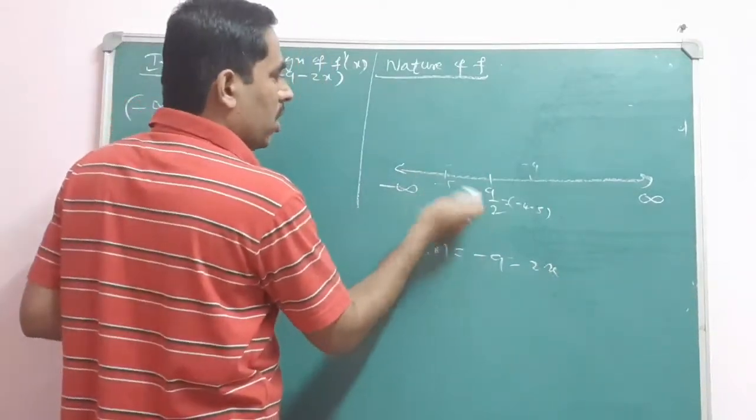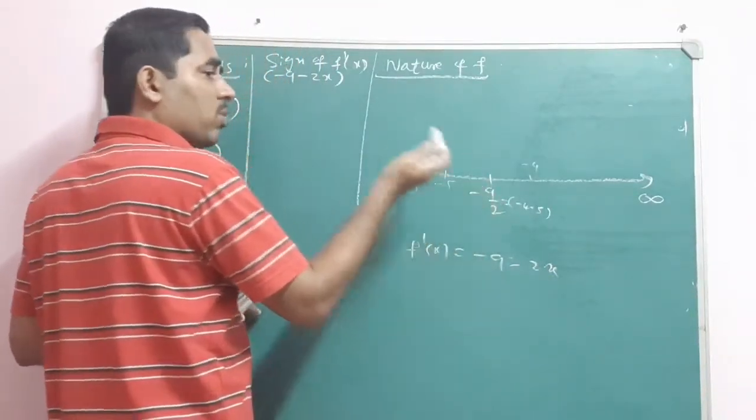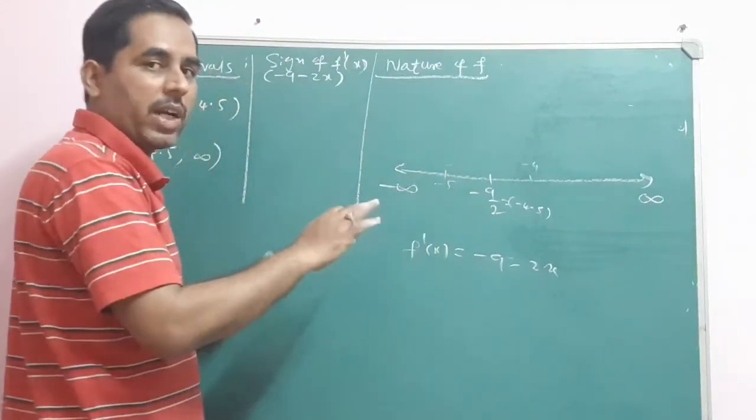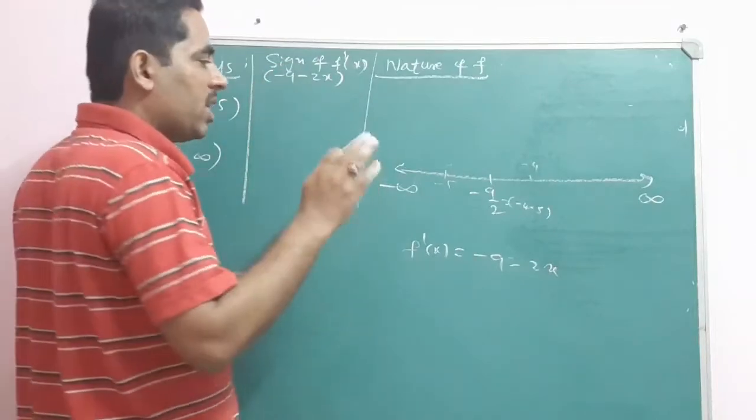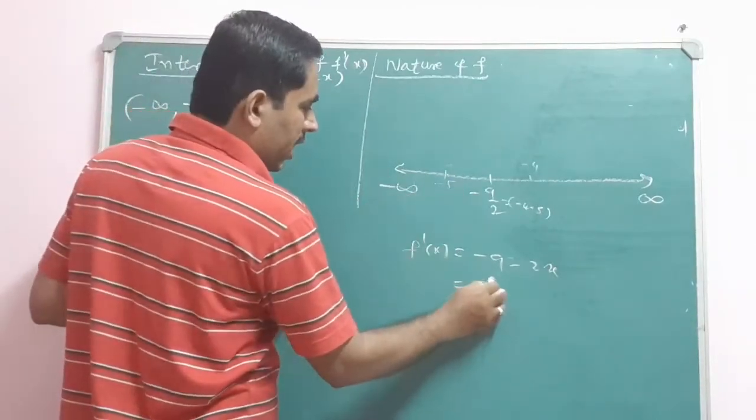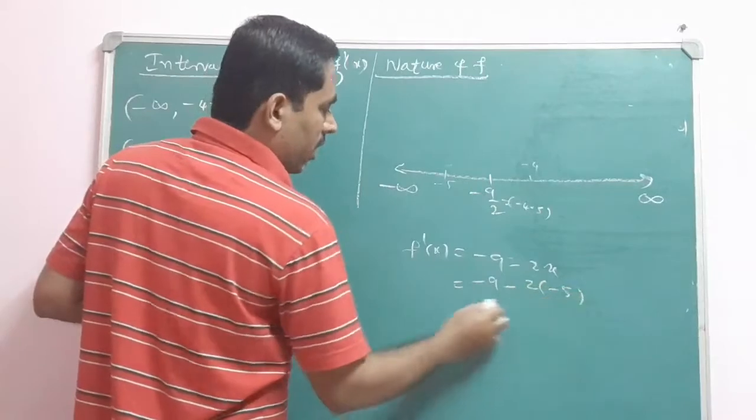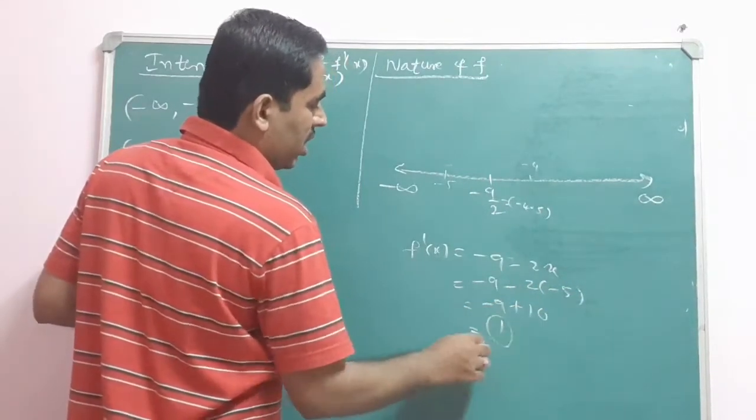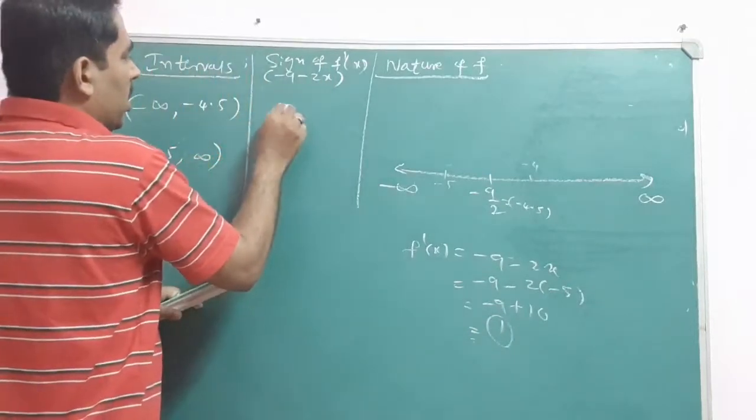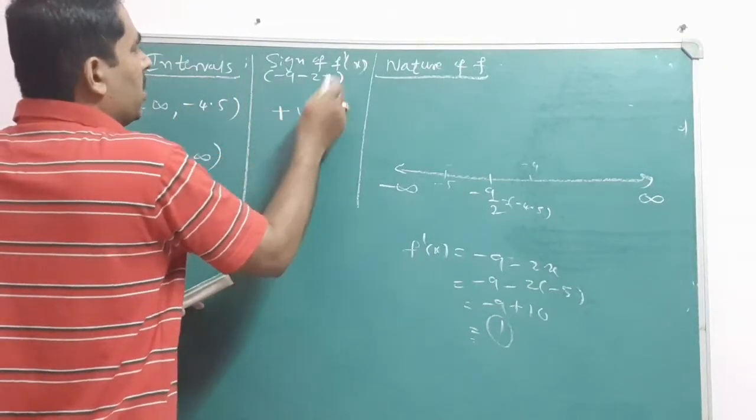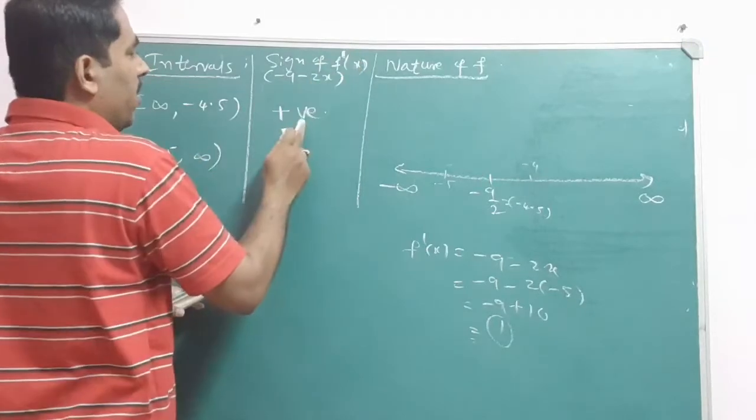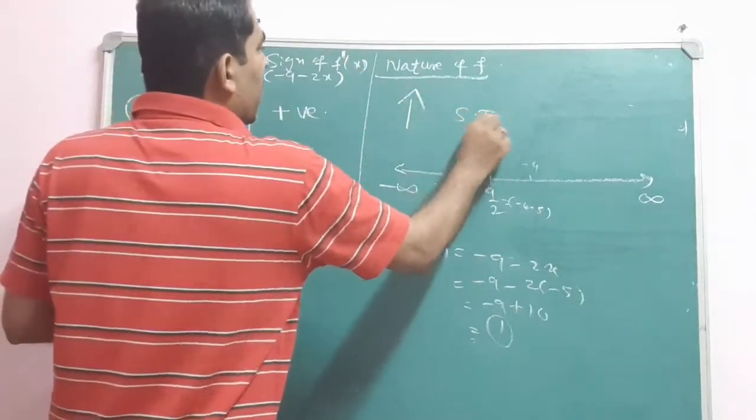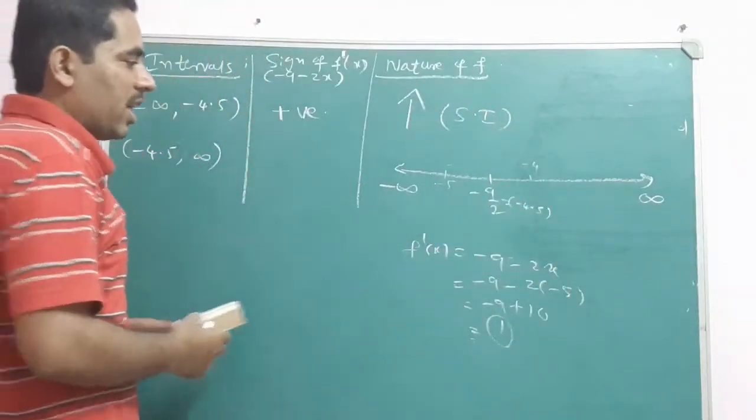What happens if we take values to the left side of minus 4.5, like minus 4.6 or minus 4.7 or minus 5? We'll take minus 5. 2 into minus 5 gives minus 10, so minus 9 plus 10, which is positive. So the sign of the derivative is positive. That means the nature of the function is strictly increasing.